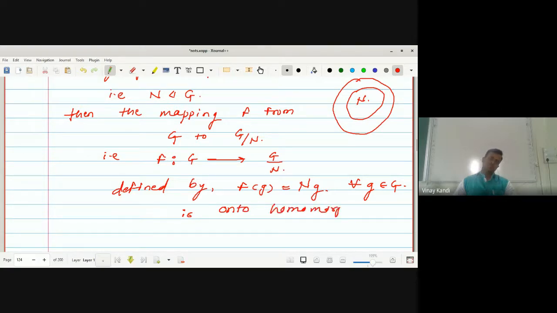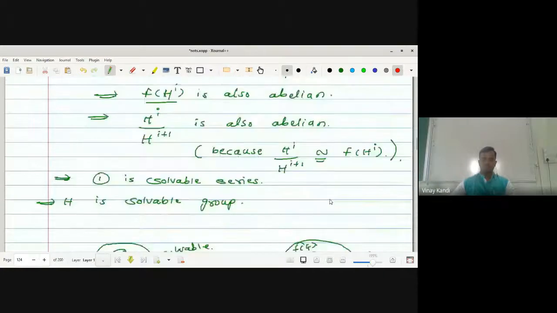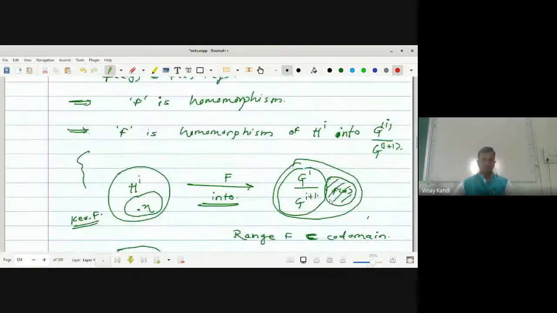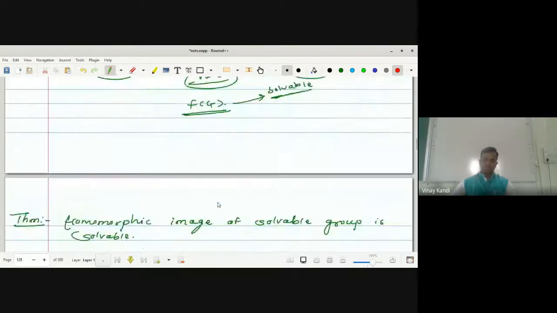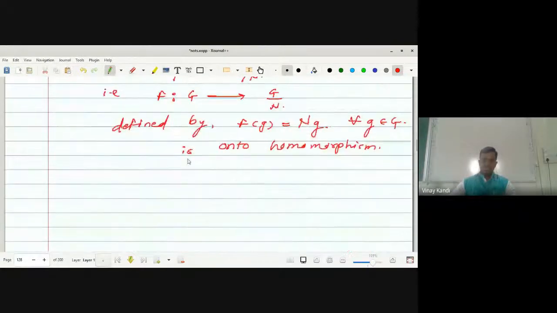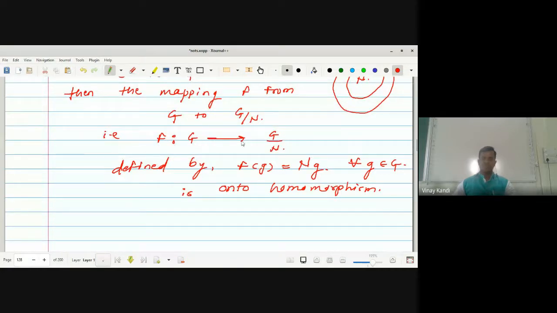Is it correct? Yes, sir. I wrote onto homomorphism directly because we did it earlier. If a function is defined like this from a group to a quotient group, f of x equals gx, here N is there and g is here, then it is onto. If f is the function from g to g by n such that f of g is equal to ng, then the function is onto homomorphism, so no need to prove it again.